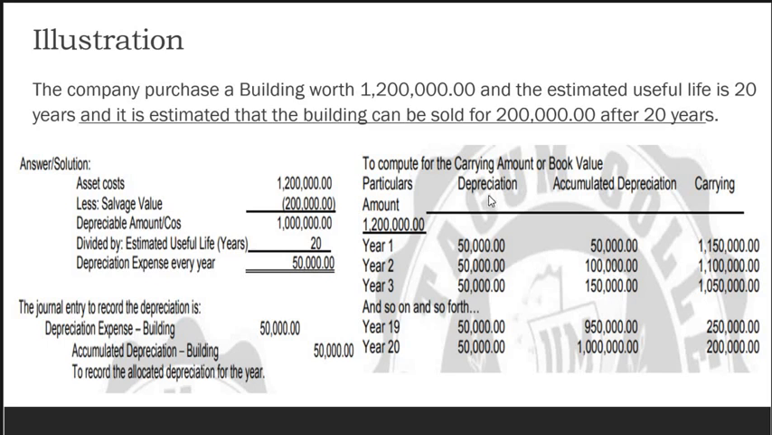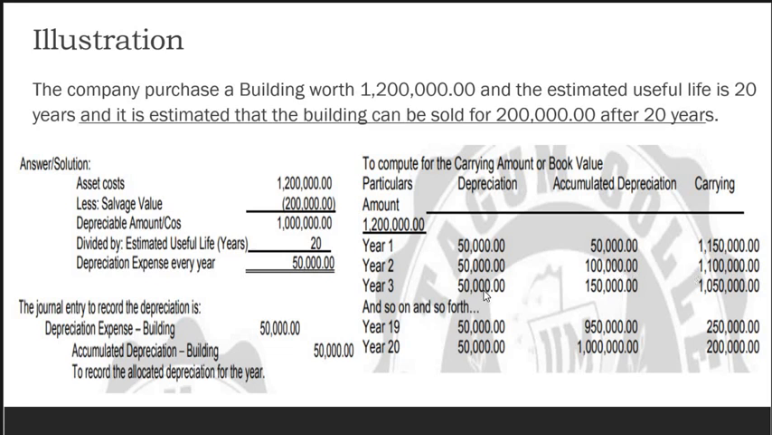By year 2, again, you will be recognizing another depreciation. So this time, your 50,000 accumulated depreciation becomes 100,000. So your carrying amount then is 1.1 million. So that's 1.2 million minus 100,000, which is 1.1 million.